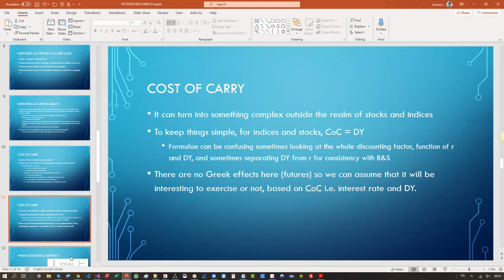With the little caveat that sometimes that element in the discounting factor is made of the interest rate R and the dividend yield, and sometimes cost of carry is just the dividend yield as such, and they are being looked at separately. I've seen that in a few formulas where cost of carry was named B, and don't ask me why it's named B in that equation, but it is the dividend yield specifically, and not the full factor, including the interest rates.